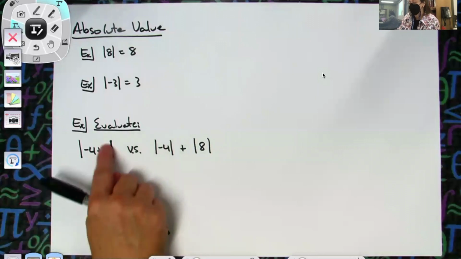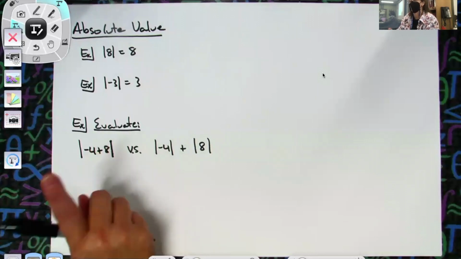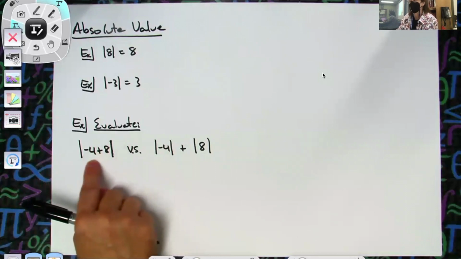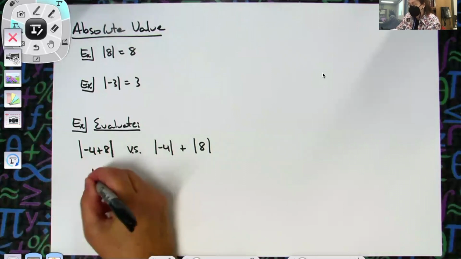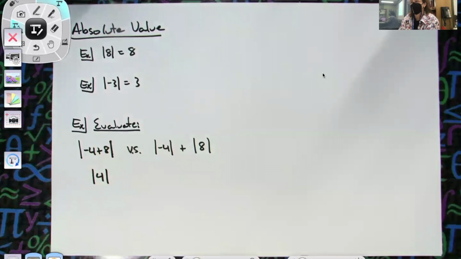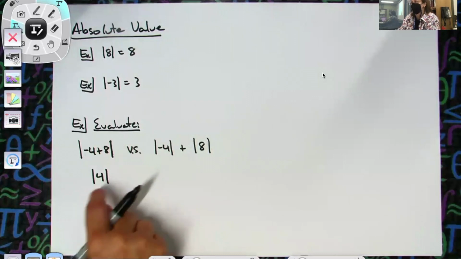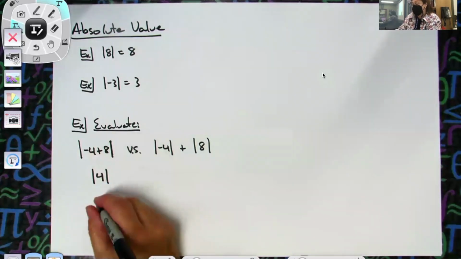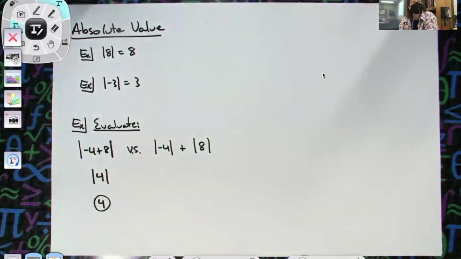I cannot take the absolute value of this until I am down to a single number. Okay, so work inside there first. What's a good old-fashioned -4 plus 8? Just 4, right? So work inside. Keep the absolute value bars because I didn't do anything with the absolute value. All I did was work on the inside. Now I'm down to a single number inside. What's my distance from 0? Well, 4. The absolute value of a positive number is positive.